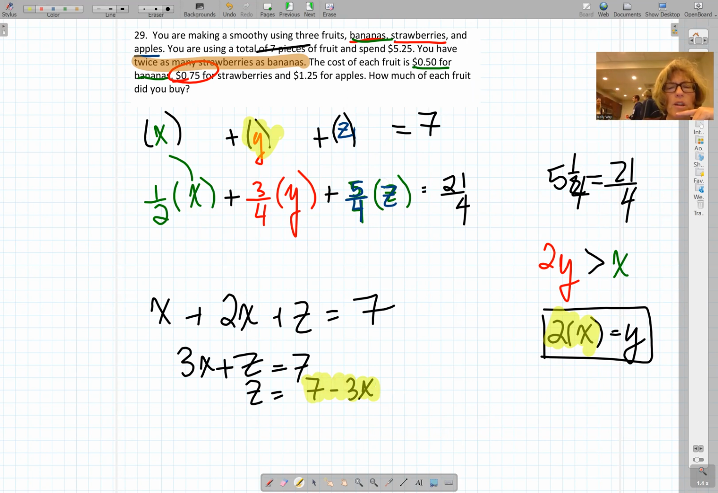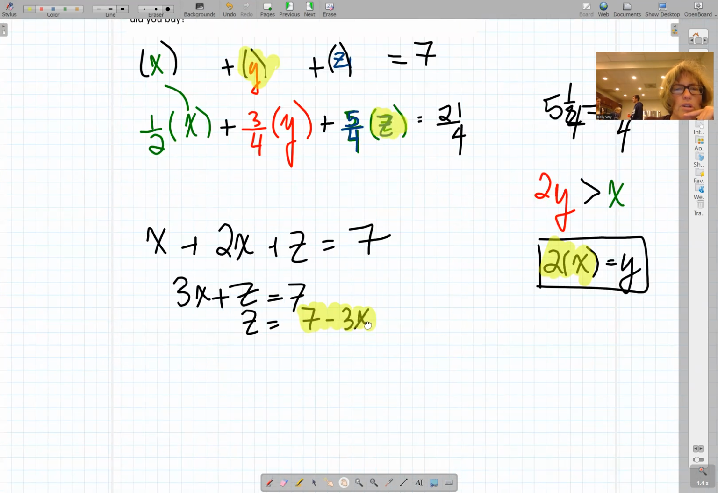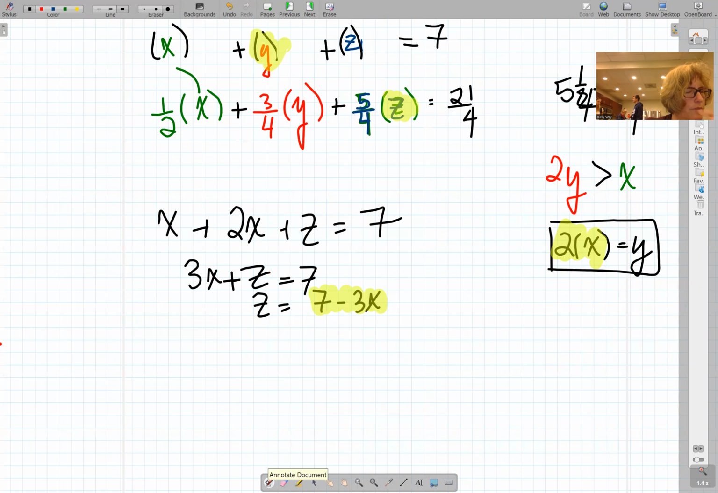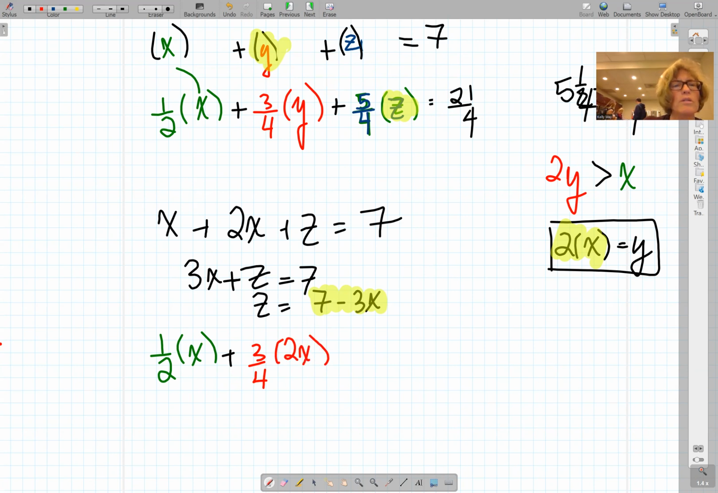So I'm going to take that value of Z and we're going to plug it in right here to get another equation. So I have 1/2 times x plus 3/4 times 2x, so I'm replacing that y with 2x, plus 5/4 times 7 minus 3x for z equals 21/4. Good.